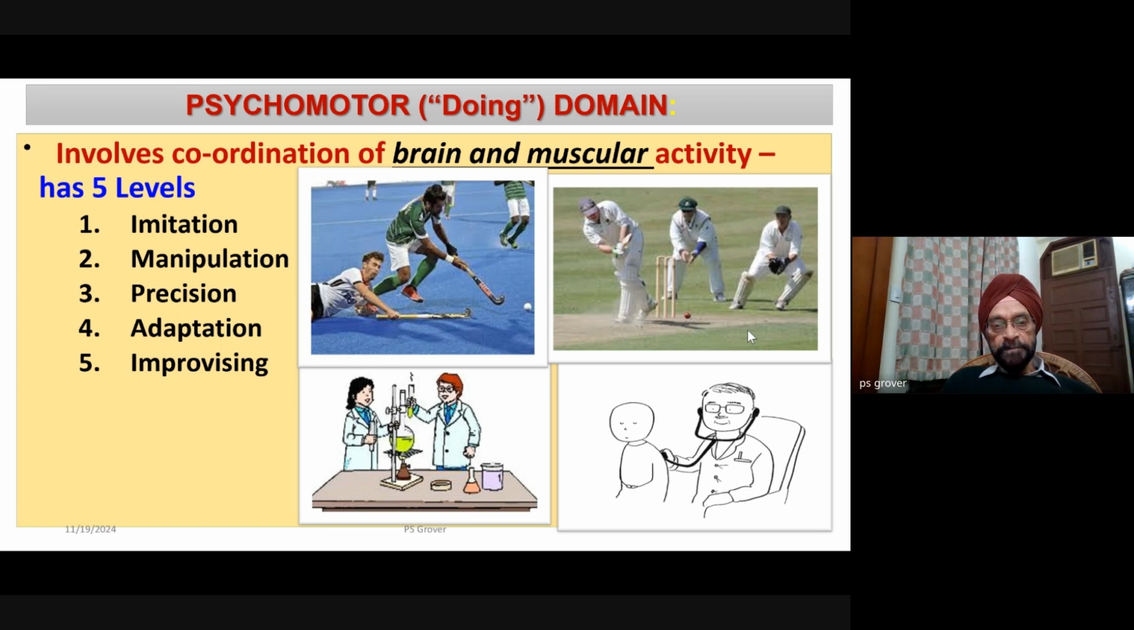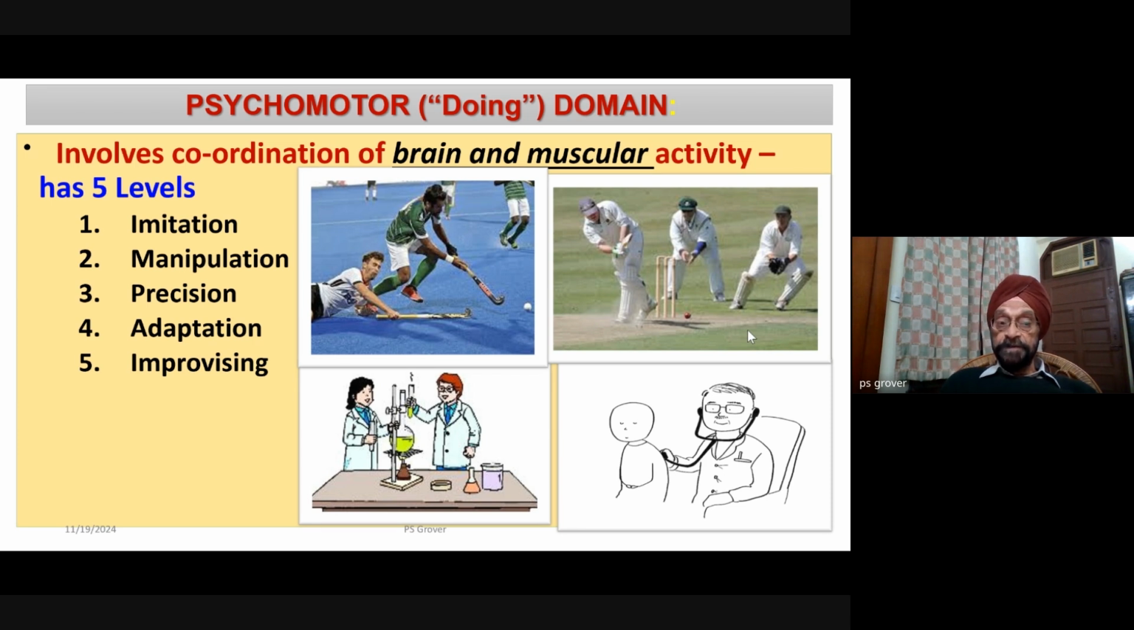Then psychomotor domain, that is, psychomotor domain again involves 5 levels: imitation, manipulation, precision, adaptation, and improvising. Now please, manual skills are very important in our daily life. Now, a good character may not be a good hockey player. When a doctor takes the readings of a patient, reading a stethoscope, how accurately he reads it, how he interprets it. Say in the lab, we are doing lab experiments, chemistry, reading the meniscus.